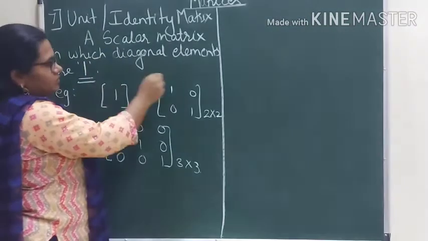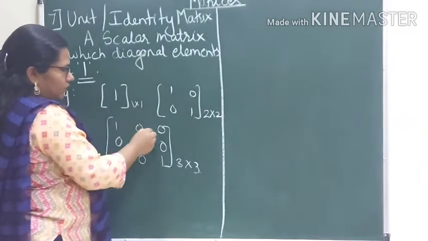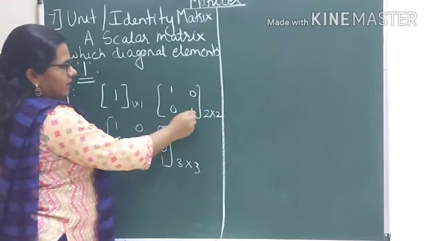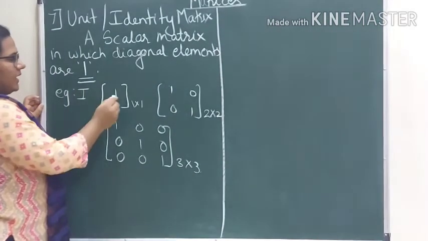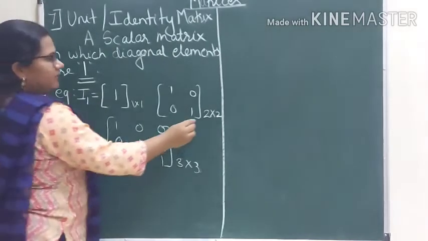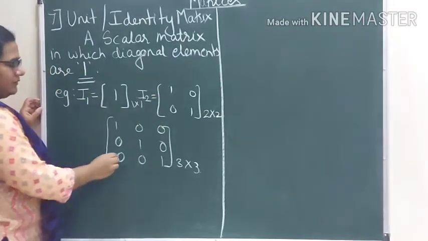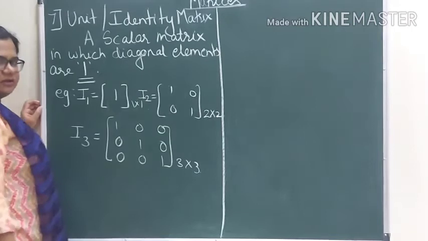So unit matrix also becomes a square matrix in which non-diagonal elements are 0 and diagonal elements are 1. We denote this identity matrix by I, and if it is of order 1, it is denoted by I1. If it is of order 2, it is denoted by I2. And if it is of order 3, it is denoted by I3.